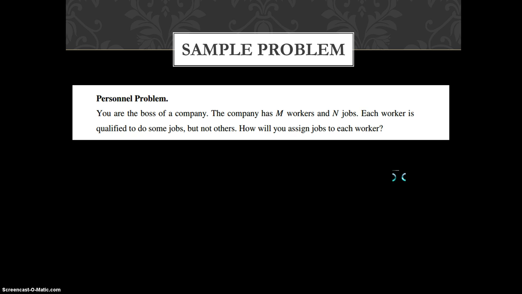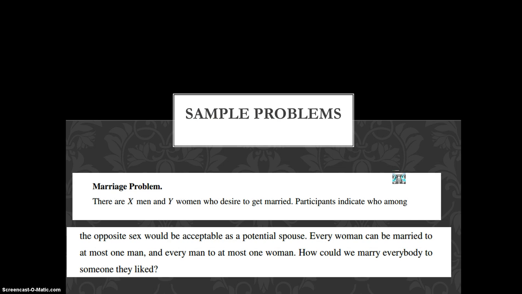So here are some real life examples of what bipartite examples could be. You have M workers and N jobs, and every job needs one worker. And you have X men and Y women that want to get married, and so on.